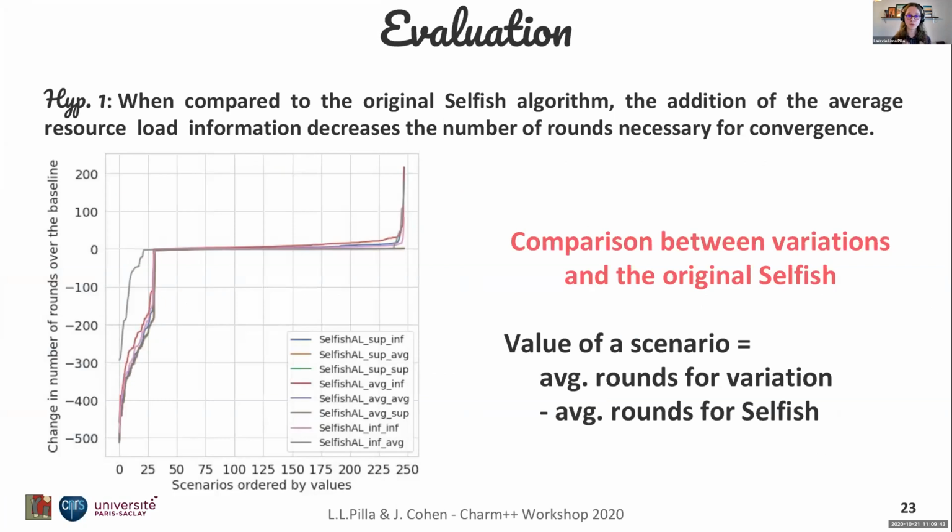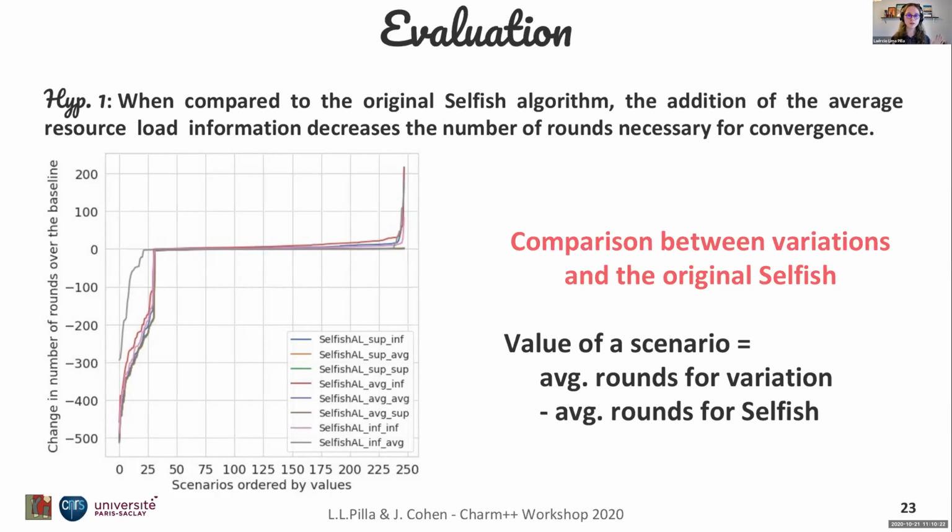Another way to represent these results is by comparing the variations to the original selfish algorithm in this figure. Each line is one of the variations, and the value that we have is the average number of rounds for a variation for a given scenario, number of tasks, resources, and original task distribution. We subtract from this the average number of rounds that we have for selfish. We sort these values for each of the algorithms, and then we plot them here.